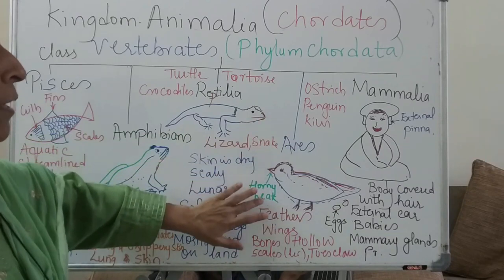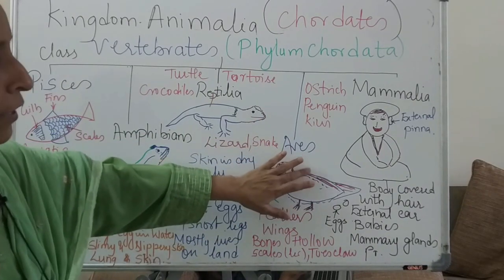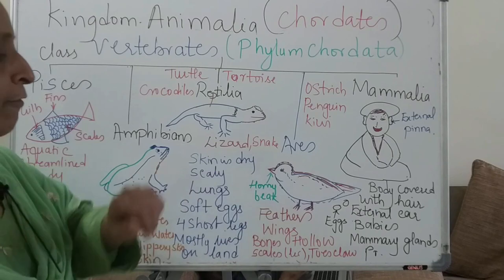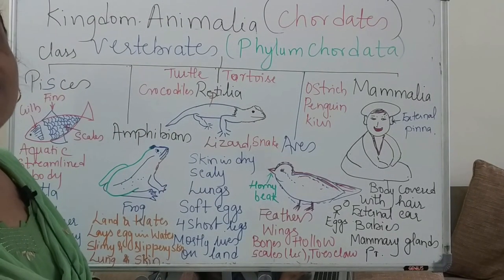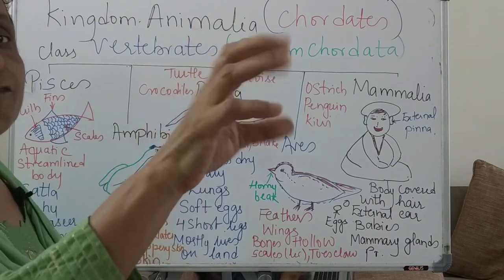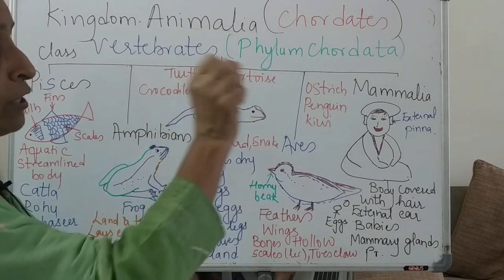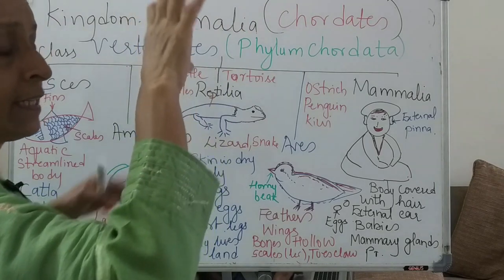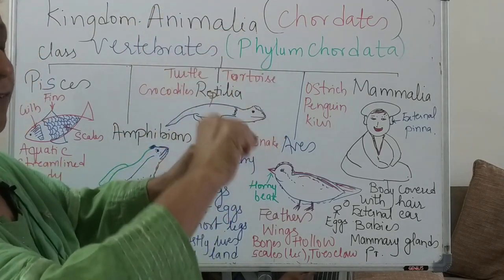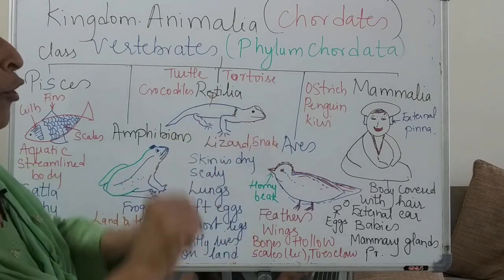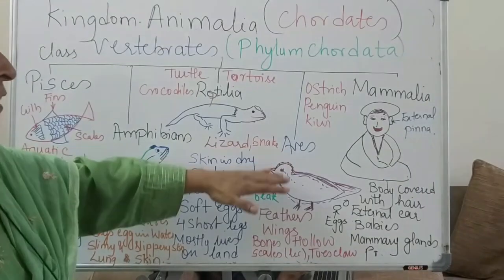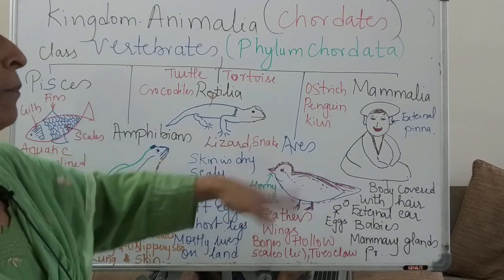They have a horny beak, a streamlined body covered with feathers. They have wings, they have bones which are hollow, and they have scales on their toes, and they have claws also to take hold of the branches. When they are flying, they want to sit on the branches, they have claws to hold on to. So these are the characters of the birds.